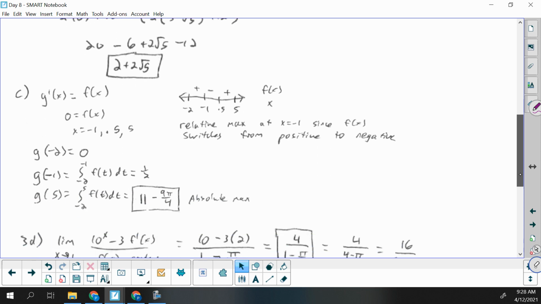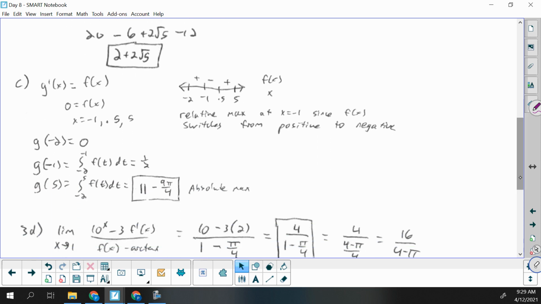So for the third time on this homework, we see the second fundamental theorem of calculus. Take the derivative of g, which is just f of x, and it's times 1 technically. F of x is equal to 0 at -1, 0.5, and 5. So those need to go on our number line, as well as the -2, because that's where our interval started. Make sure to label your number line. On the top, it either needs to say f of x or g prime of x. Either of those are fine, and x on the bottom.